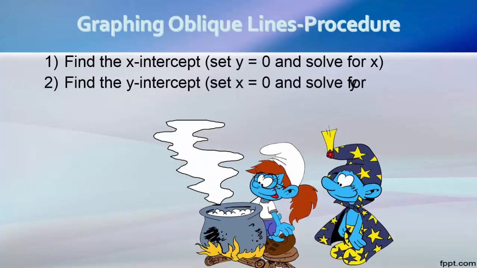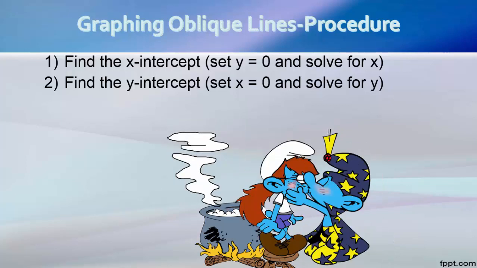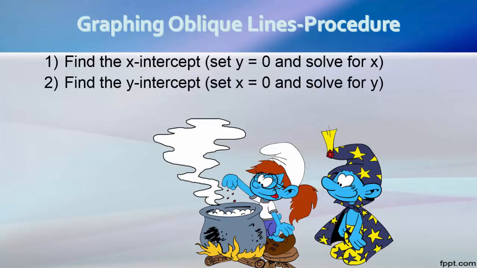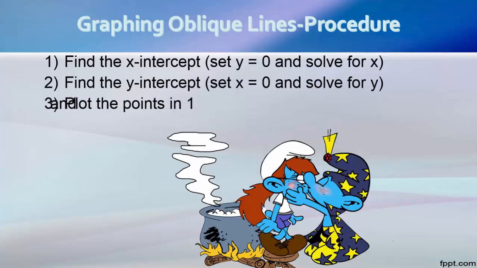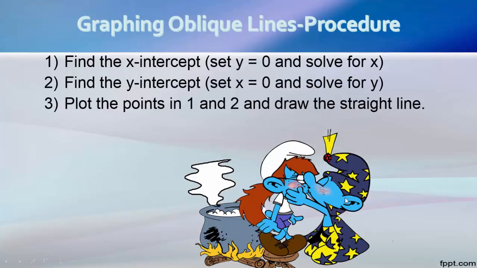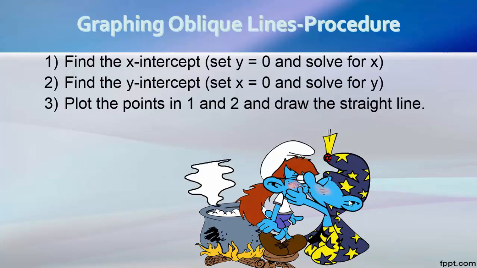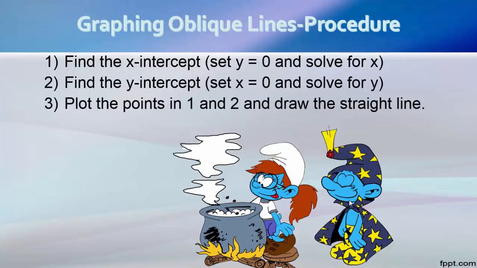Then we're going to find the y-intercept. That means that we set x equal to 0 and solve for y. And then we're going to plot the points that we found in 1 and 2, and we're going to connect those 2 points by a straight line.